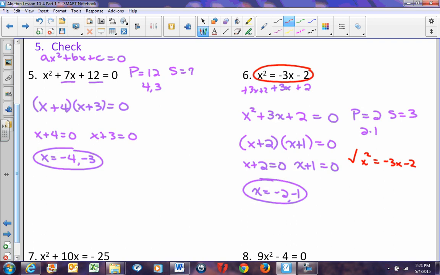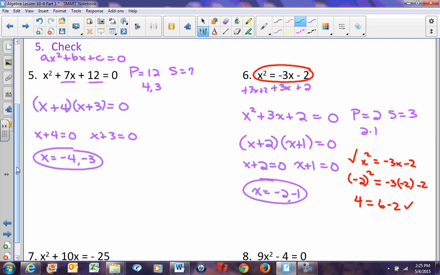So I have negative 2 squared. Does that equal negative 3 times negative 2 minus 2? Negative 2 squared is positive 4. Does that equal 6 minus 2? Yes, it does. 6 minus 2 is 4. We can check the second part of this equation.